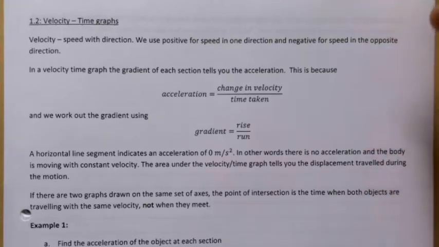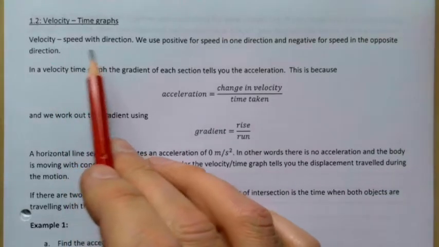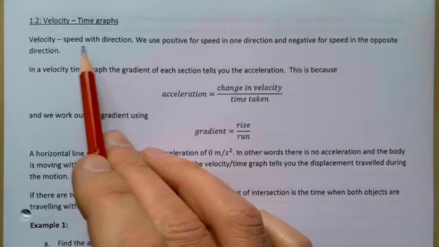Okay, this is GCSE Further Mechanics. We're in 1.2 here, velocity time graphs. The previous video we watched talks you through displacement time graphs. That tells you how the displacement changes over time. This is a velocity time graph. It tells you how the velocity changes over time.